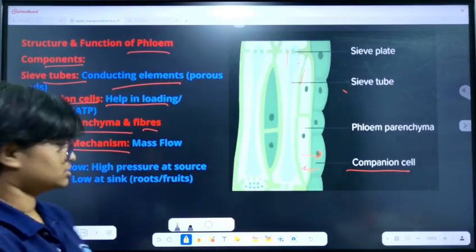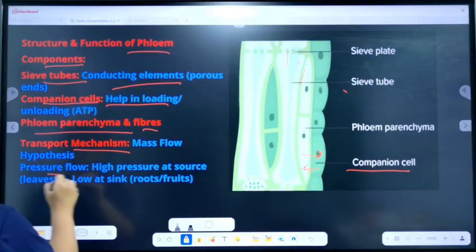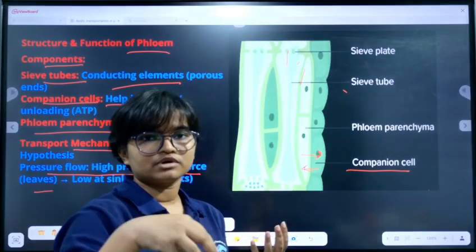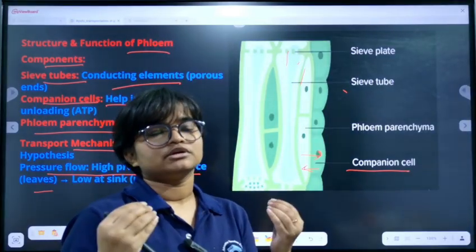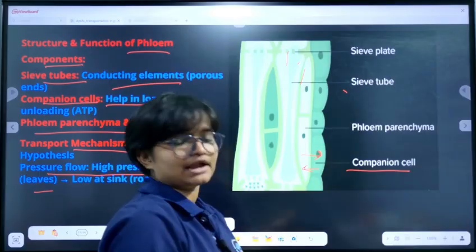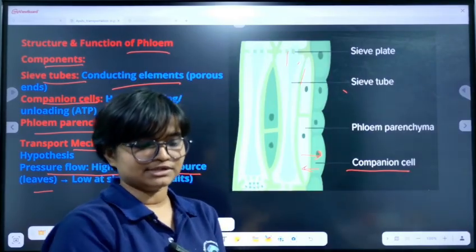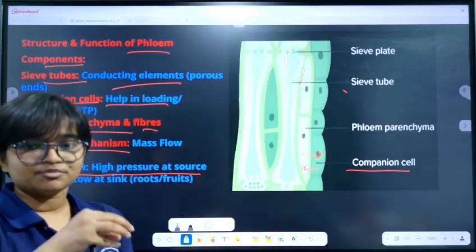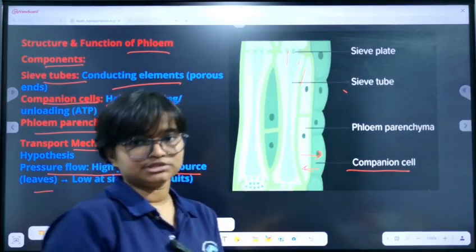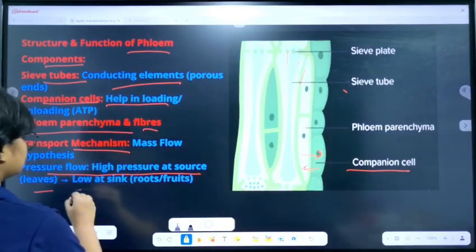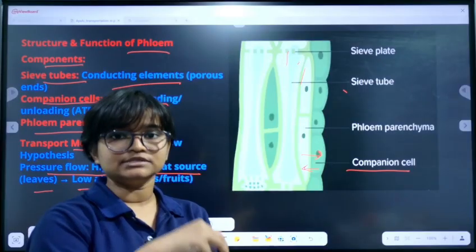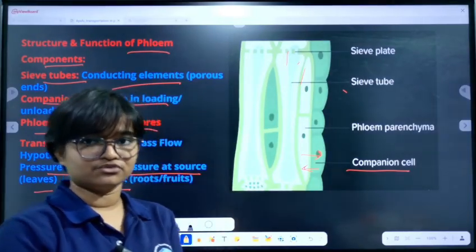They require energy. The food is being processed in the leaves, right? From there it goes to the fruits or flowers and also down to the roots. The pressure at the source, the leaves, is the highest. From there it goes down and decreases to low at the sink, where the food is being driven to, like roots or fruits.